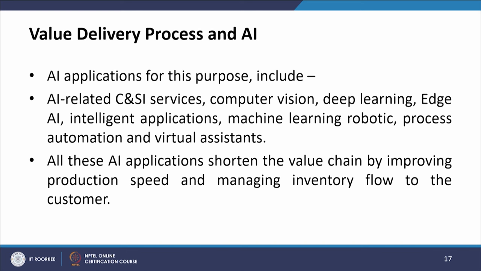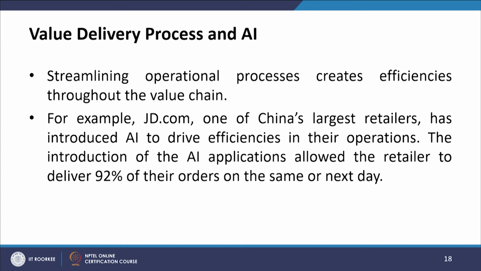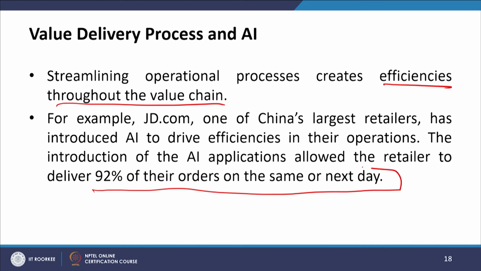All these AI applications shorten the value chain by improving production speed and managing inventory flow to the customer. Streamlining operational processes creates efficiencies across the value chain. For example, JD.com, one of China's largest retailers, has introduced AI to drive efficiencies in their operations. The introduction of AI applications allowed the retailer to deliver 92% of the orders on the same or the next day. Now you see, this is the amount of efficiency that they have achieved.